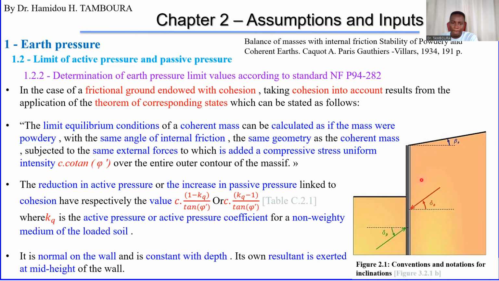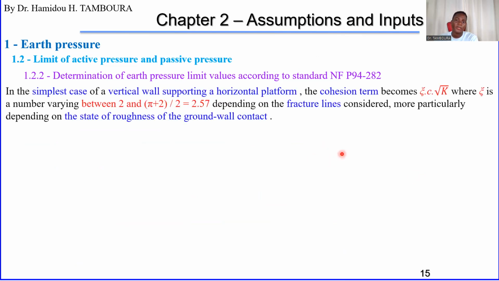It's uniform. Okay? And sometimes what happens is, in the simple case, the case where a vertical wall supports a horizontal platform, horizontal soil, horizontal ground, the term for cohesion becomes like this.